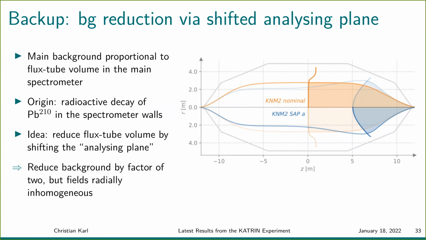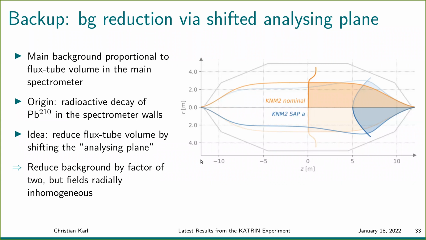And then to maybe quickly show this new field setting I've mentioned a few times now, it's what we call the shifted analyzing plane. So our main background is proportional to the flux tube volume in the main spectrometer after our retarding potential, so the analyzing plane. You can see this in the field setting as we used it in orange. You can see that this flux tube is actually quite large in this orange setting. And what we did is shift to this blue setting, where the volume was significantly reduced by moving the analyzing plane from the center of our spectrometer all the way very far to the right.